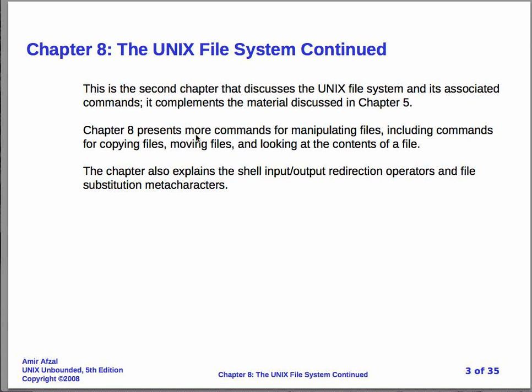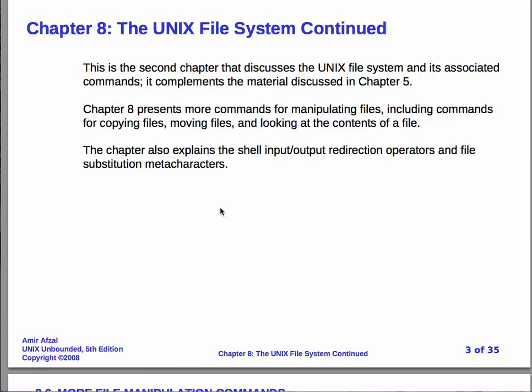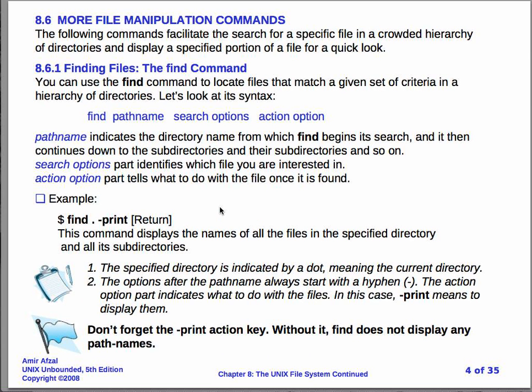And so far we've been looking at a bunch of commands like CP for copying, MV for moving, and then LN for linking files. We also looked at shell input and output redirection, IO redirection, and file substitution metacharacters. We'll look a little bit more at that. There's a few basic commands that we're going to end up with in this lecture. Commands like find to find files, and then a few more. So let's start by looking at commands for finding files. Actually, we're just going to look at one, that is the find command itself.